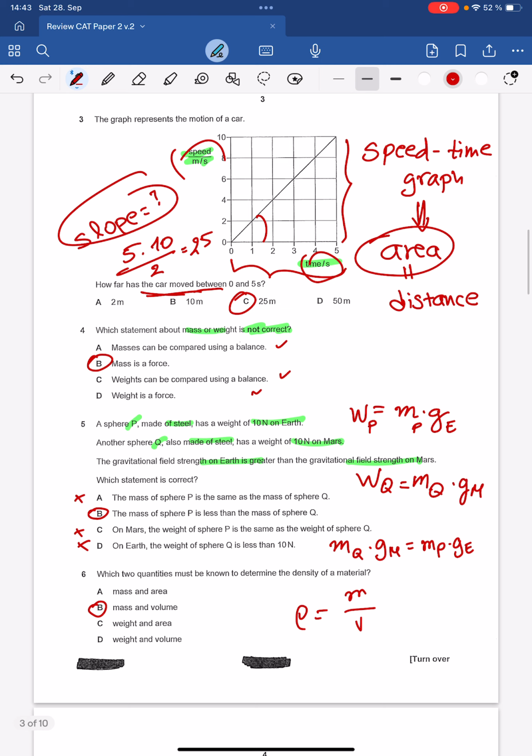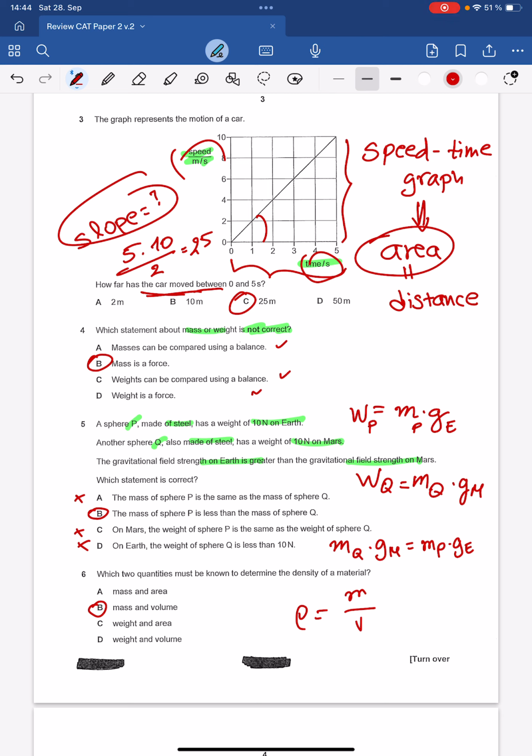Which statement about mass or weight is not correct? Which one is not correct? Masses can be compared using a balance. Of course, we can compare them using a balance. Weights can be compared using a balance. Also correct. Weight is a force. Correct. Mass is a force. That should take you, what, 10 seconds to pick the right answer?